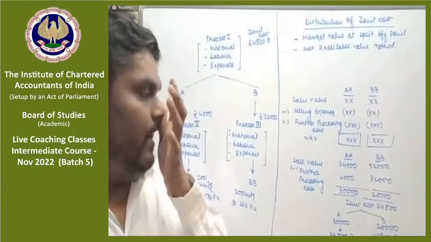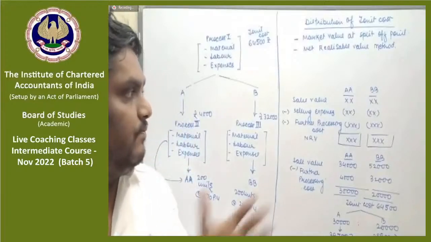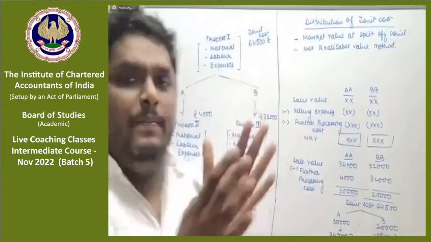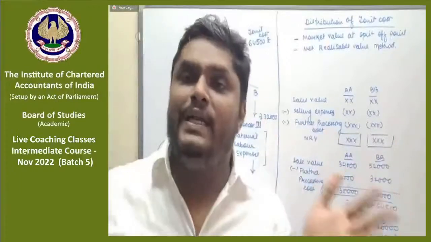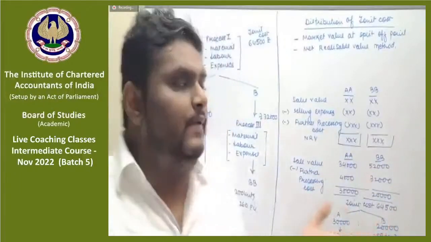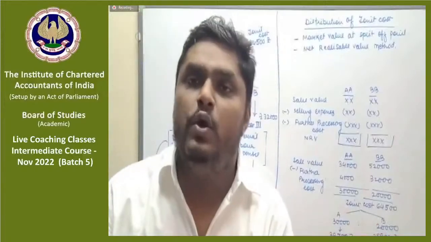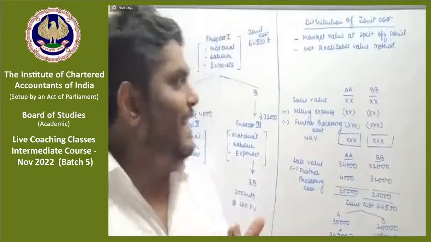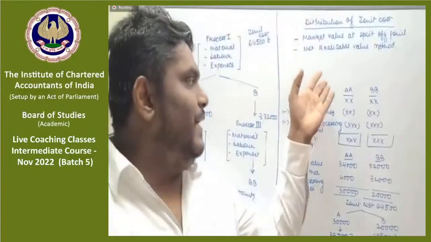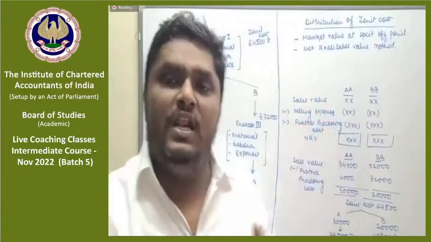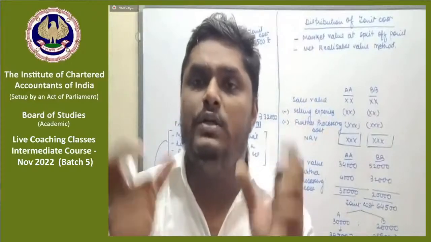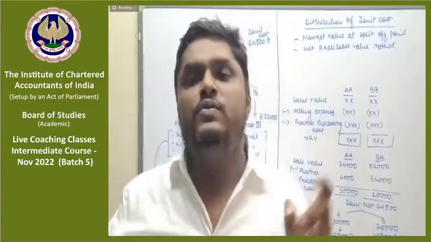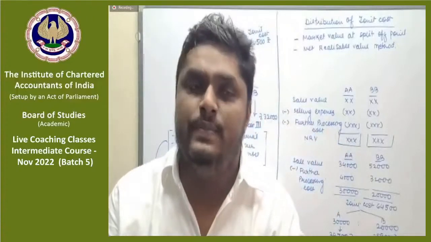So I repeat again, guys, since the active market of products A and B does not exist, the market value is not given. So we will distribute the joint cost in the ratio of net realizable value. Net realizable value is sales value minus selling expenses minus further processing cost, and the joint cost will be distributed in the ratio of net realizable value.